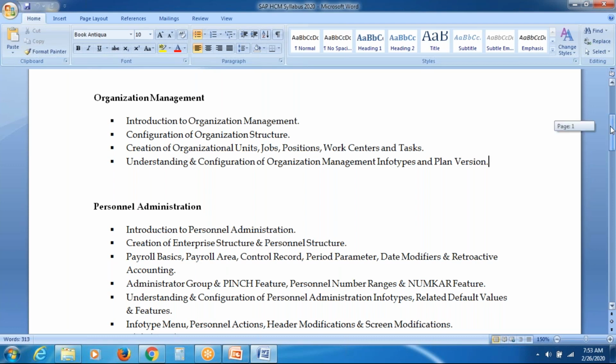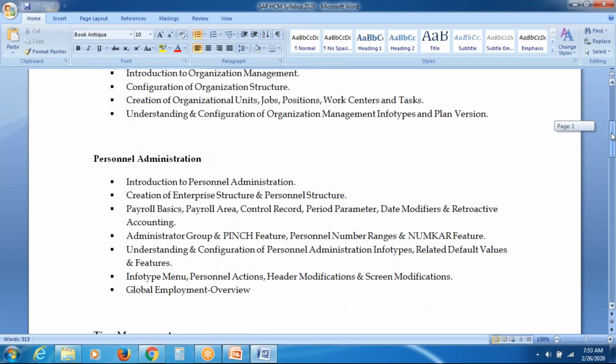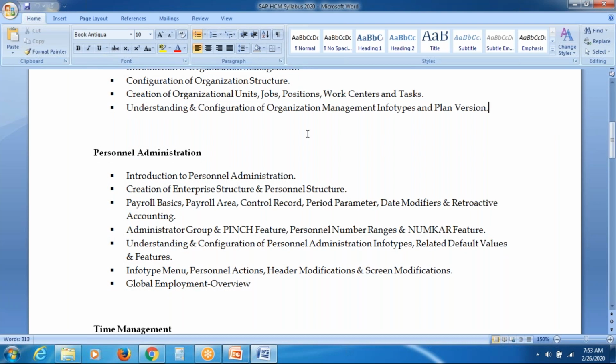In SAP HR, the next thing is going to be personal administration. In the human resources function, all the administrative related activities in HR are taken care of by the personal administration department. So what are the administrative related activities in HR?